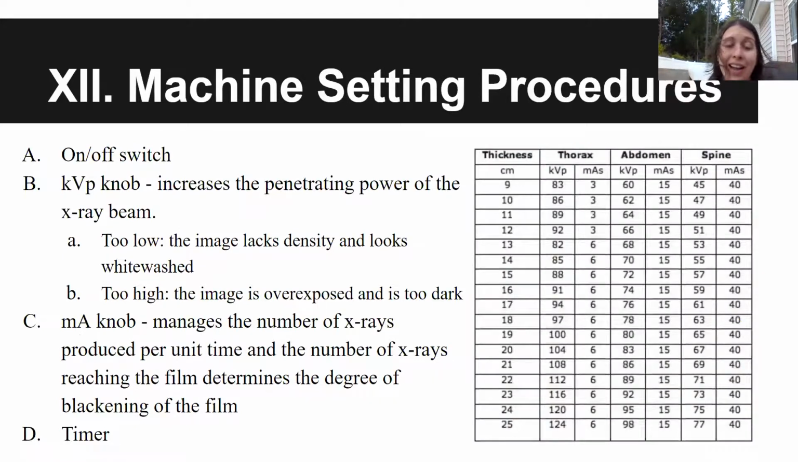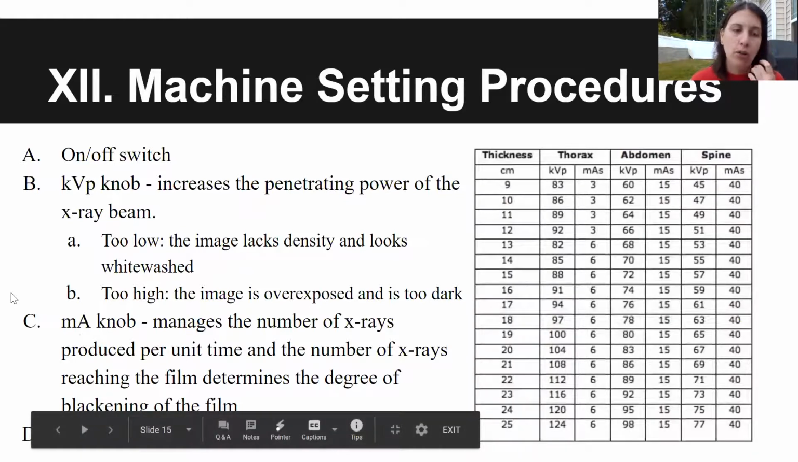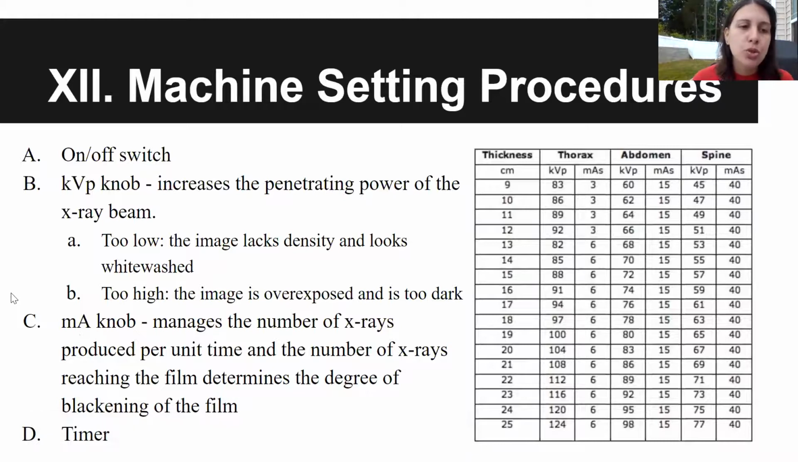All right, last slide. When you're getting ready to do the X-rays, you check out the settings. Obviously, you've got the on-off switch. You've got the timer for how long you want to be taking X-rays. Two of the more important settings are the KVP knob and the MA knob.